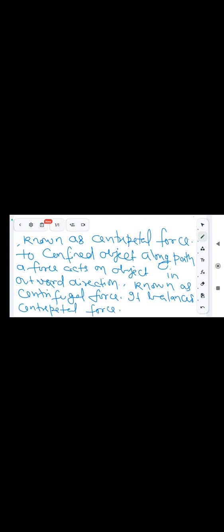To confine the object along a circular path, a force acts on the object in the outward direction, known as centrifugal force, which balances the centripetal force. Note down this point.